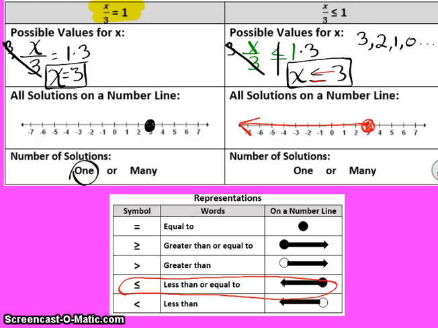Because I shaded my number line, I'm going to say that there's many solutions. There's more than one. Because if you notice here, I have more than one solution, more than one possible value for x.